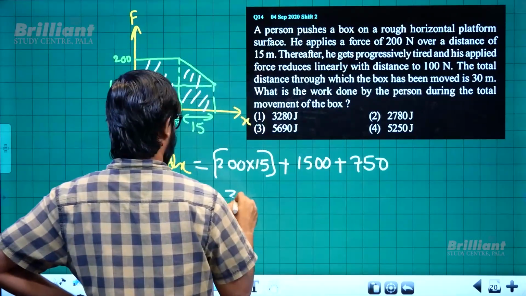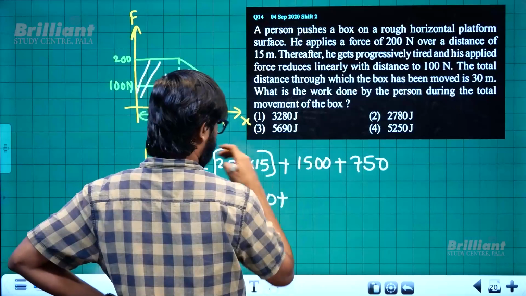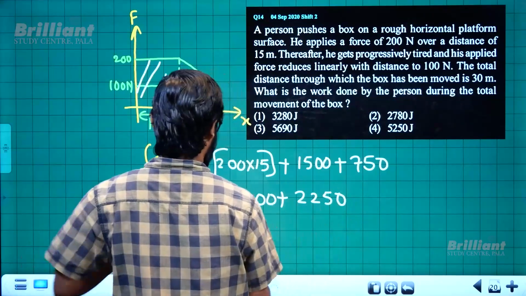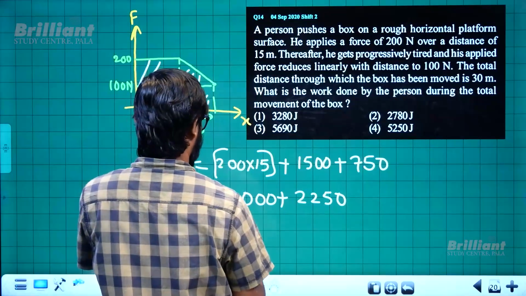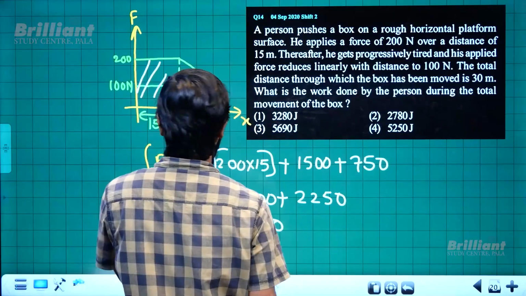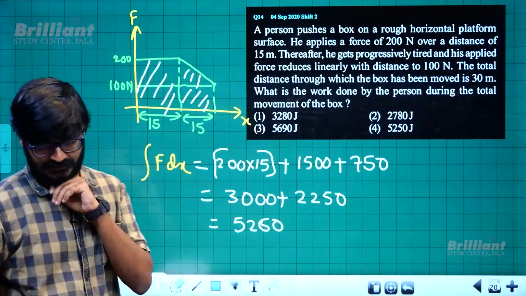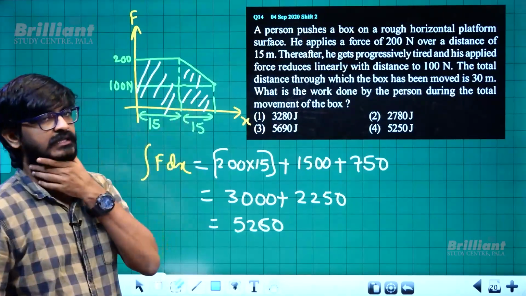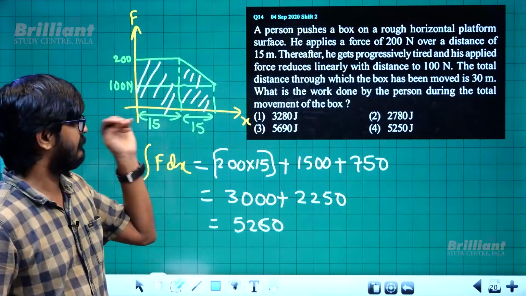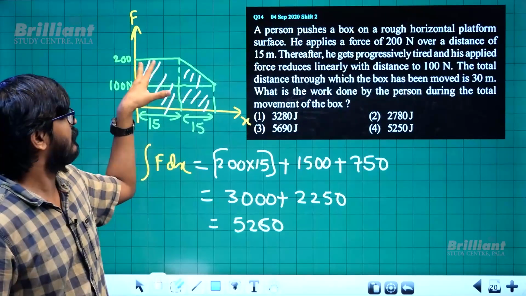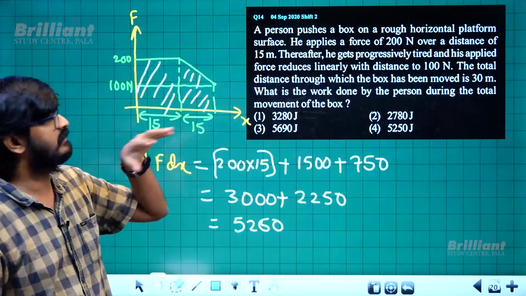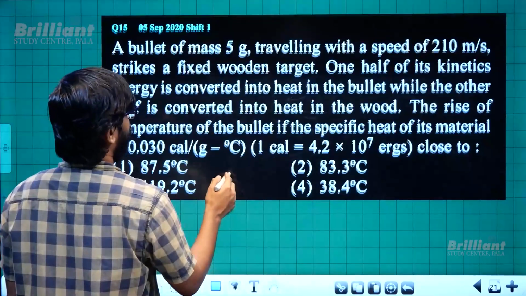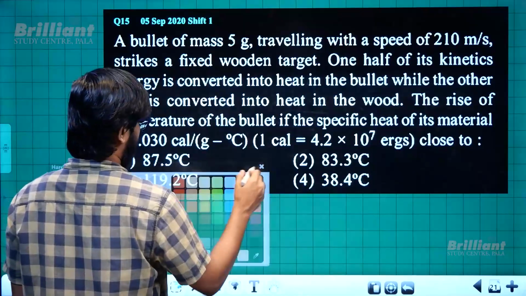So that is going to be 3000 plus 1500 plus 750, which is 5250 joules, right? Yes. So the better option is plotting the F-x graph. Whenever there are two situations, it's always better to plot a force versus displacement graph so that you can understand much better what is happening. This question you can do after the chapter heat.